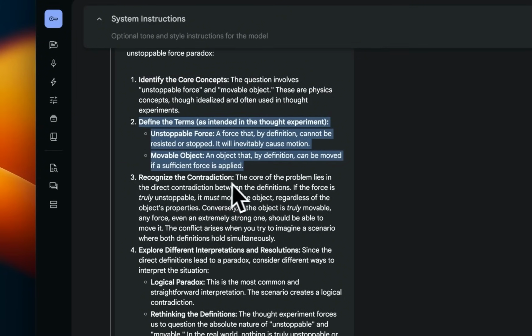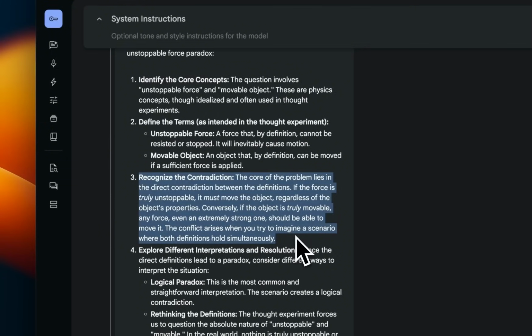Then, recognize the contradictions. The core of the problem lies in the direct contradiction between the definitions. If the force is truly unstoppable, it must move the object regardless of the object's properties. Conversely, if the object is truly movable, any force, even an extremely strong one, should be able to move it. The conflict arises when you try to imagine a scenario where both definitions hold simultaneously, which again, I guess, is just looking at some of the examples that it has seen rather than focusing on the actual wording of the problem that we have presented.